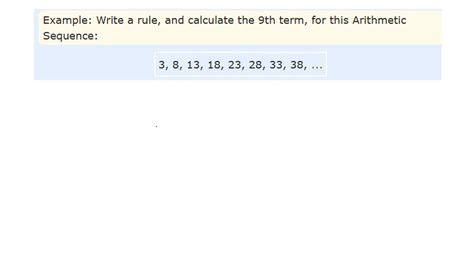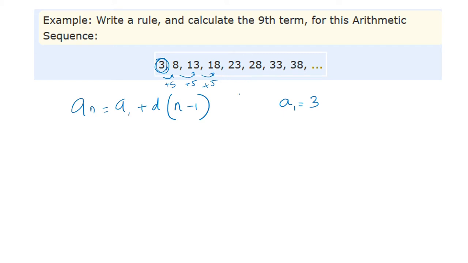So let's look at this example. We have 3, 8, 13, 18, 23, and I want to calculate the 9th term. I want to use the formula for the arithmetic sequence here. Let's write down a sub n equals a sub 1 plus d times the quantity n minus 1. Now let's look at the very first term. That's 3, so we'll say that's a sub 1, the very first term in our sequence. Now let's look for the common difference. If you check carefully, I have to add 5 to get to here, 5 to get to here, 5 to get to here. So the common difference is 5. We know d must be 5.